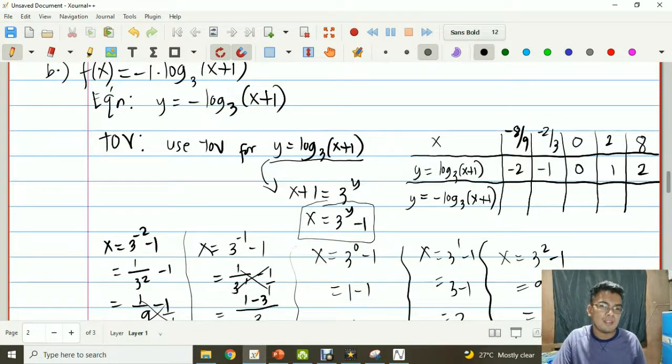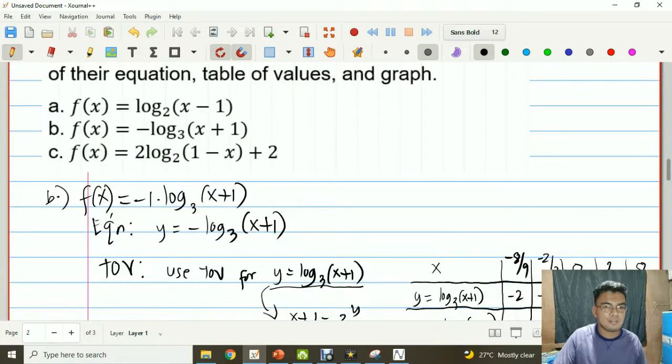So, gagamitin natin ito para ma-generate yung table of values ng ating given, which is y is equal to negative log base 3 of x plus 1, since this is a transformation of this logarithmic function. So, imamultiply lang natin yung second row kay negative 1. So, negative 1 times negative 2 is positive 2. Negative 1 times negative 1 is 1. 0 times negative 1 is 0. 1 times negative 1 is negative 1. And 2 times negative 1 is negative 2.